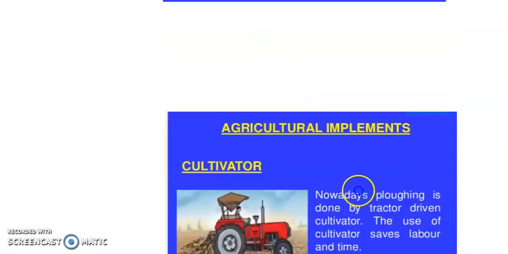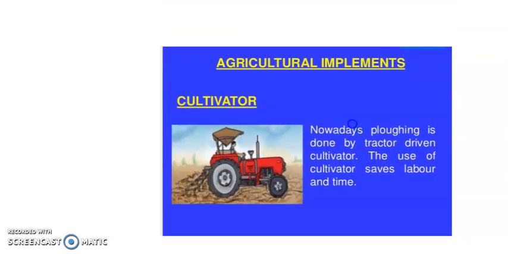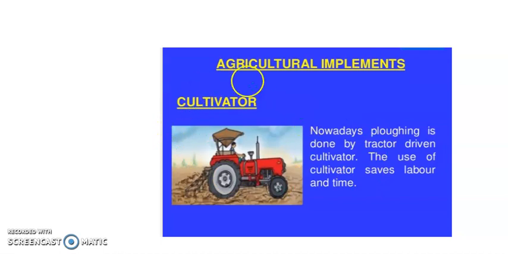The next is a cultivator. Nowadays this process of cultivating the crop is done by a tractor. As you can see, the tractor has a sharp object at the back, which moves when the tractor moves, and it cultivates, or is also used to plow, the field. It saves labor.